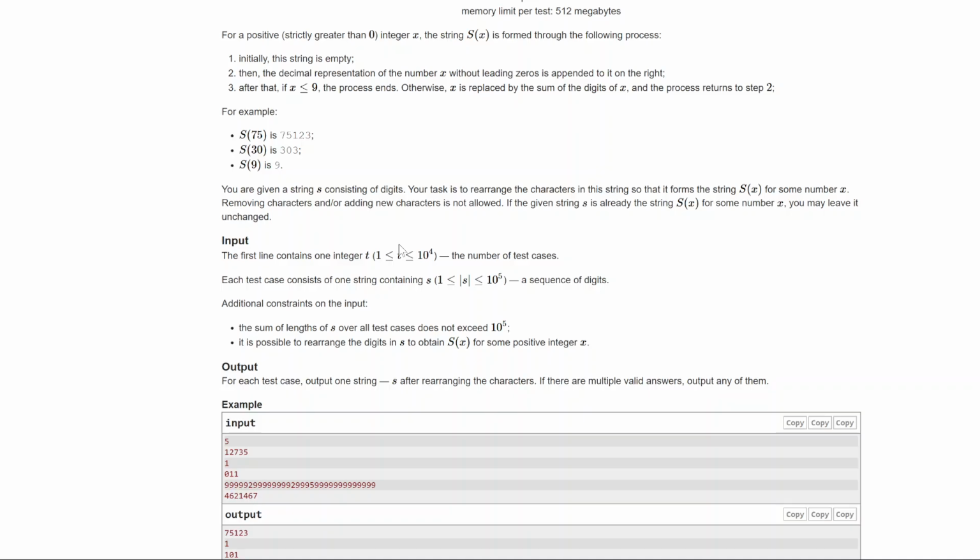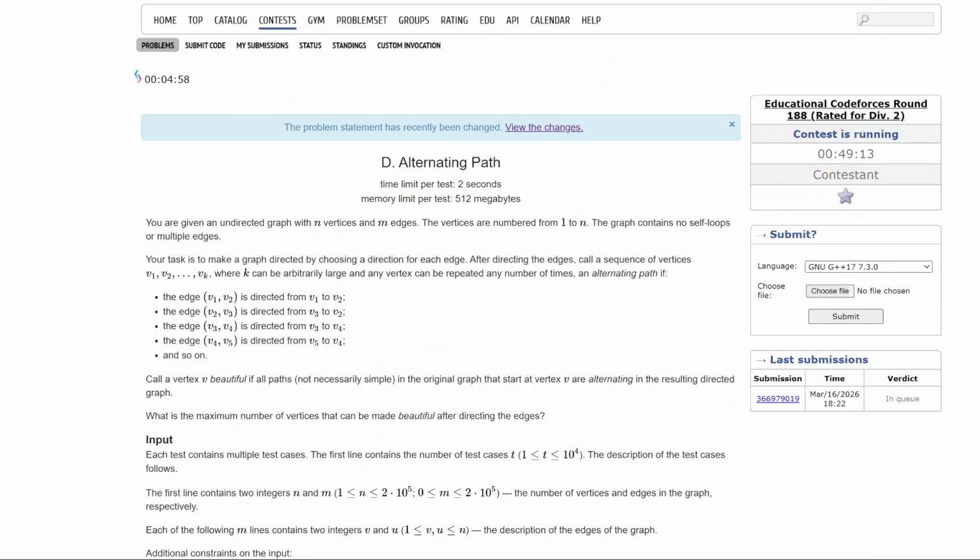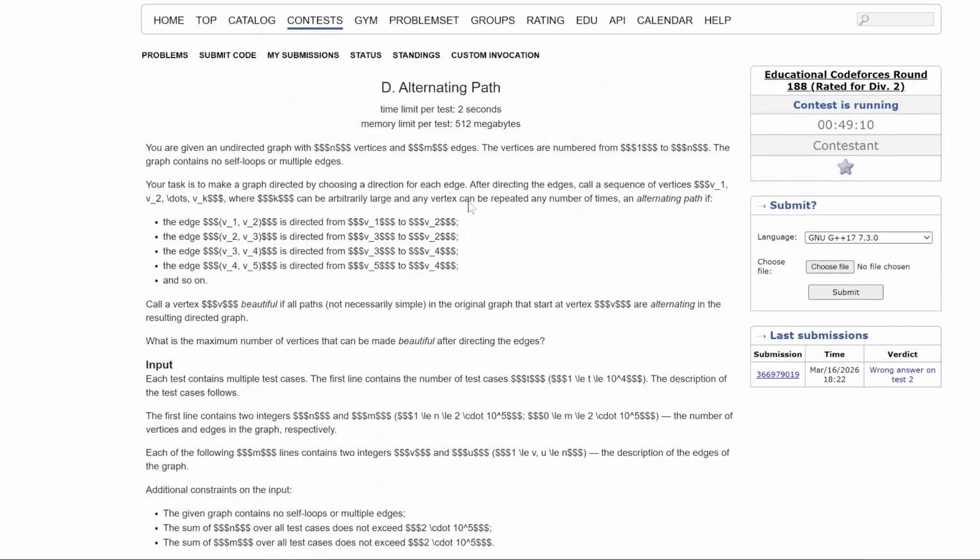If it is 3, it can be 2 1, 1 1 1, or 1 2, anything. We just have to divide it into different parts. There are several ways to do that. Now we can proceed with this question.